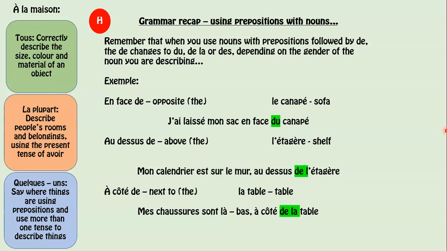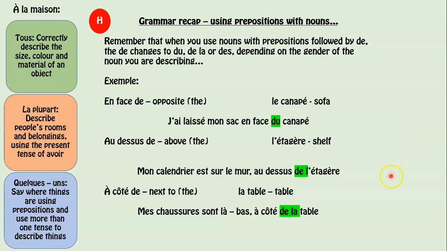So for example, j'ai laissé mon sac en face du canapé. Okay, because you've got en face de and le canapé, and de plus le becomes du. Okay. Another example, we've got au-dessus de, which means above, and l'étagère, which is the shelf. So because it's une étagère, it's feminine.